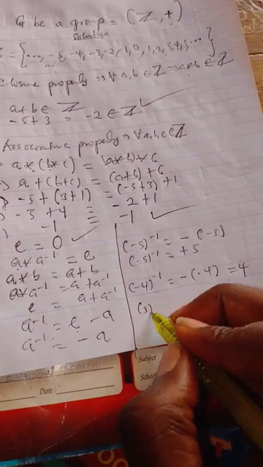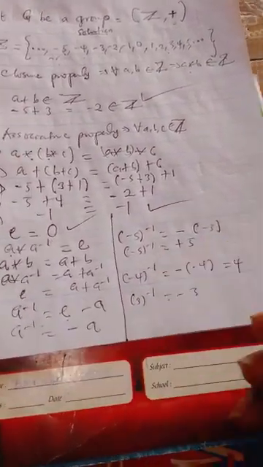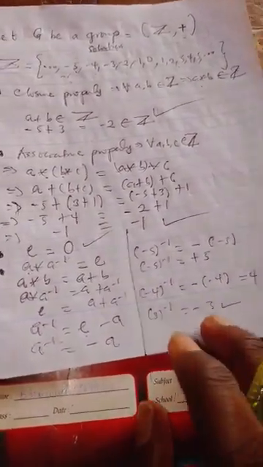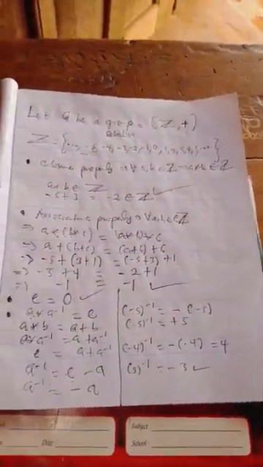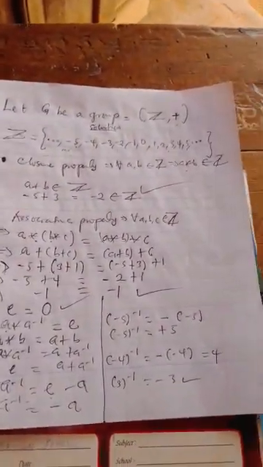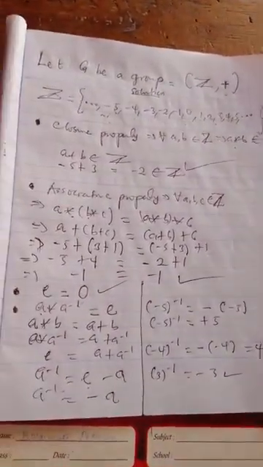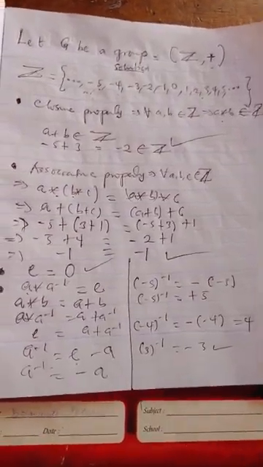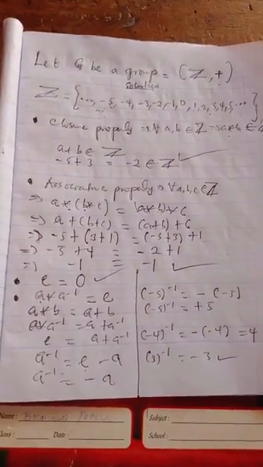Let's say I want to find the inverse of 3. So inverse of 3 will be what? Minus 3, because minus 3 plus 3 will give me 0. So the existence of what? Of an inverse element for each element in the set of integers. That is, all elements are invertible. So it is absolutely a group since all these 4 properties are being satisfied.